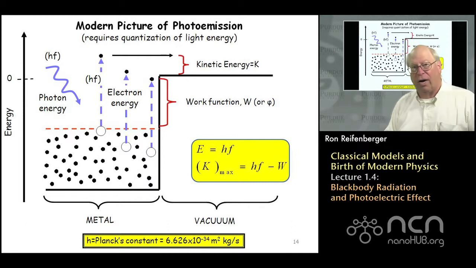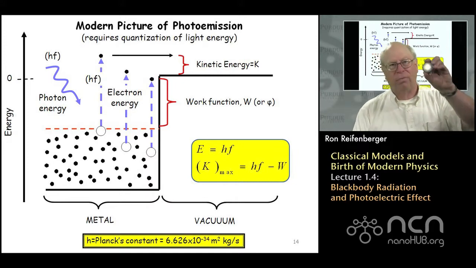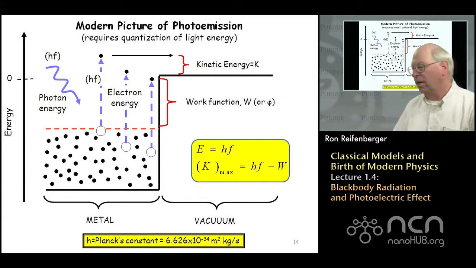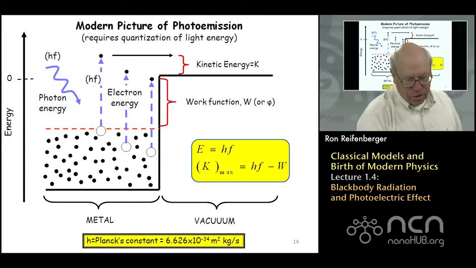So the electrons don't spill out from the metal into the vacuum. If you take a piece of metal and you wonder why electrons don't spill out of the metal into the vacuum, it's because they're held in by this work function barrier.